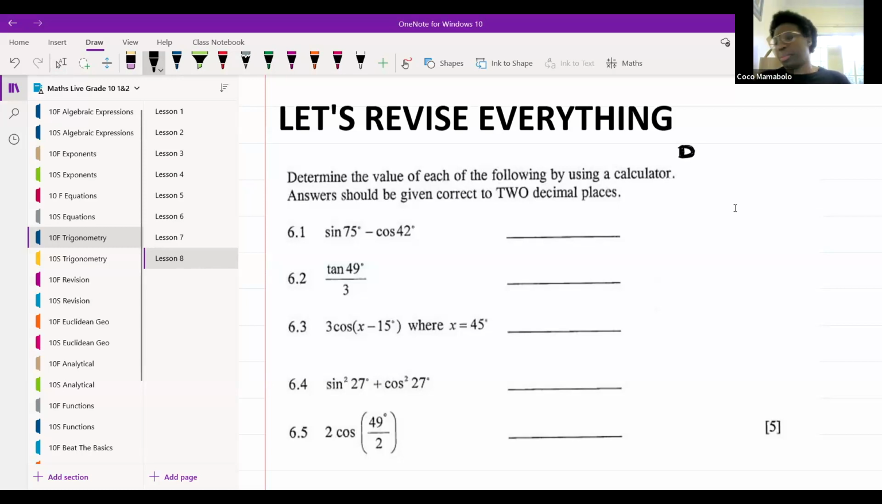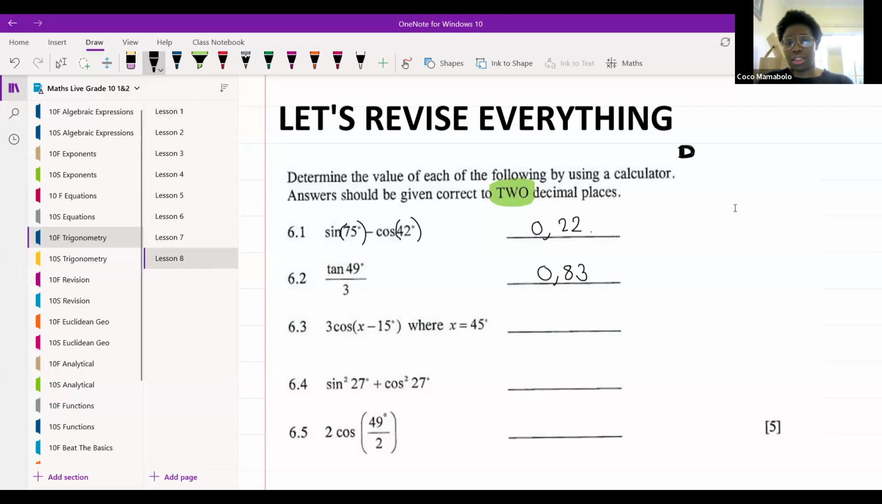All right, so if we start at the beginning, you just punch all of these into your calculator. Sine, remember, if you click sine on your calculator, it's going to open a bracket. So you put in 75. Remember to close the bracket so that the cos doesn't fall inside your bracket. And then you go minus cos, it will also open a bracket. You put 42 in, close brackets. And if we put that into a calculator, our instruction says we must round each answer to 2 decimal places. So this answer over here is 0.22. Okay. 6.2 tan 49 over 3 should give us 0.83.